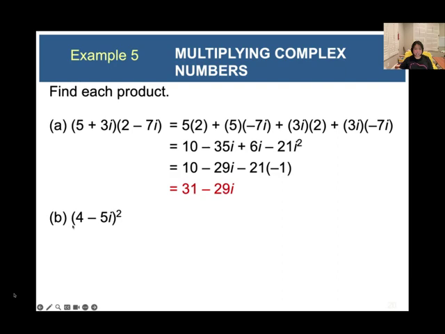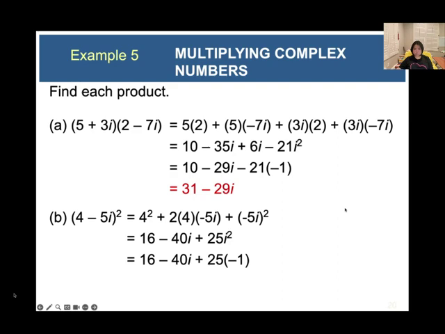Okay, for the B here, I would use the formula. Remember the formula we talked about in the review? Like (a minus b) squared equals a squared minus 2ab plus b squared. Okay, just use the formula. So take care of it. And one more time, what is i squared equal to? That's -1, right? So plug it in. Write it in the standard form of a complex number. So you should get -9 minus 40i.